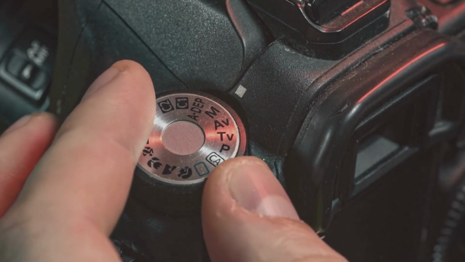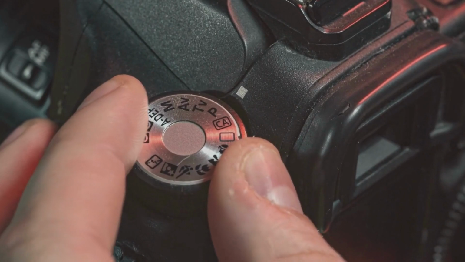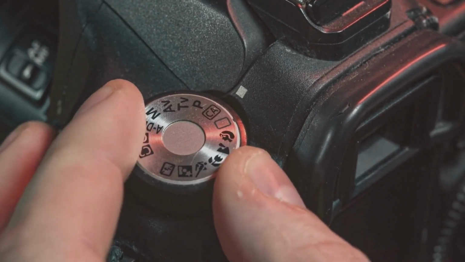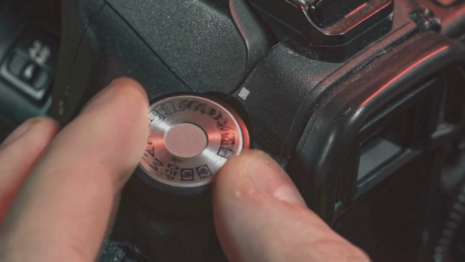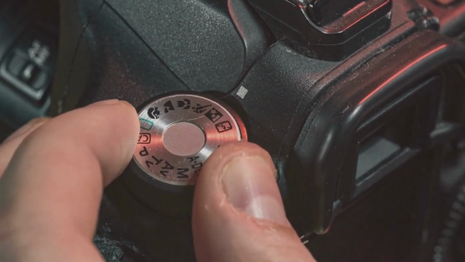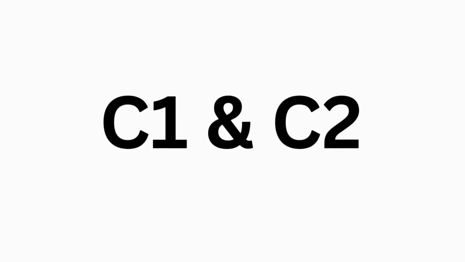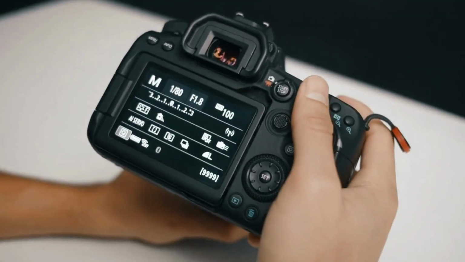That just covered most of the main basic shooting modes. However, there are 3 others that we did not cover that are not on all cameras. Depending on your make and model, you may have these other shooting modes. So they are C1 and C2 and bulb mode. C1 and C2 are great for storing custom user settings. Basically what that means is you're able to store certain settings that you use on your camera rather than having to manually do it yourself.